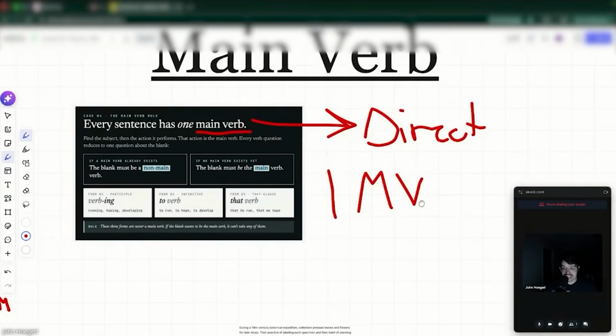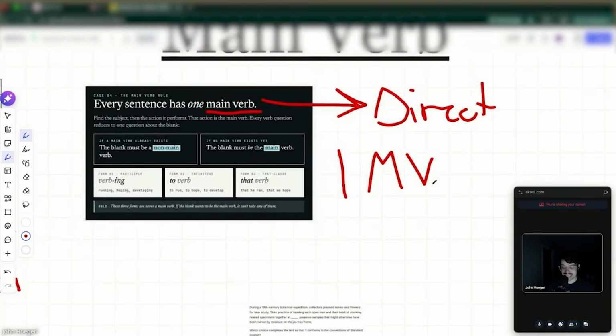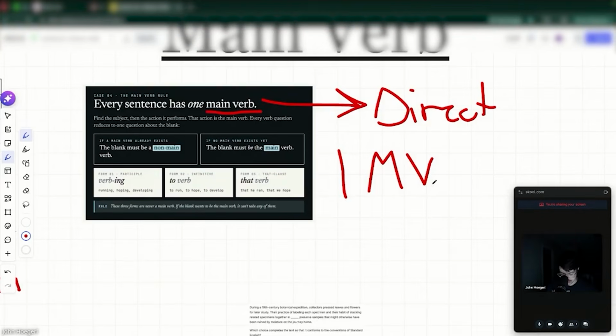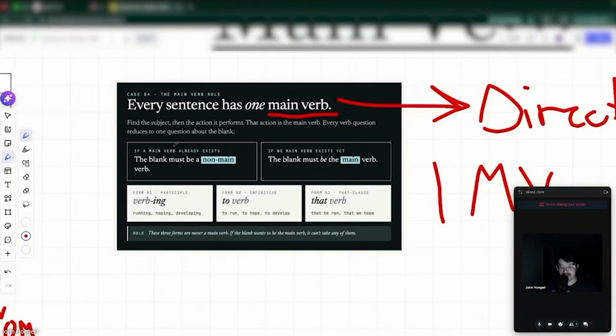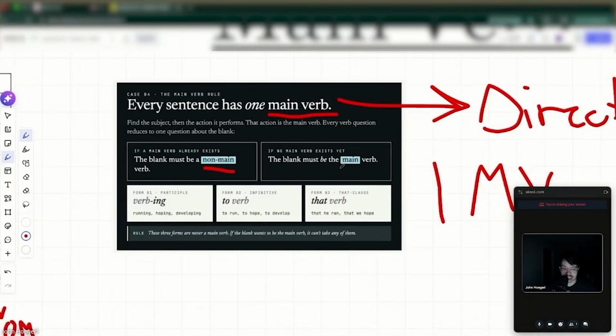So if you see an example here, the way you can think about it is if the sentence already has a main verb, I have to choose a non-main verb for the answer. And if the sentence does not have a main verb, then I do have to choose that main verb for the choice. If it doesn't make sense, just look at this here. If the main verb already exists, choose a non-main verb. If no main verb exists, then you have to choose a main verb.